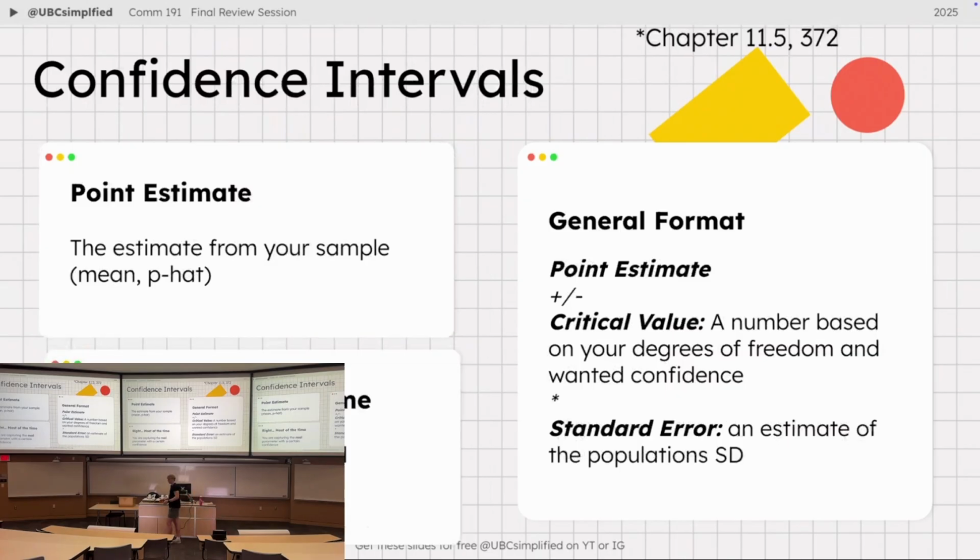So just general confidence intervals. First things first, you'll always have a point estimate. This is almost always going to be the mean that you calculate from your sample. So your p-hat, or your mean from your sample, or just your calculated value from the equation for a line. So you're going to start with that. And then you're going to add and subtract two things. One is going to be your critical value.